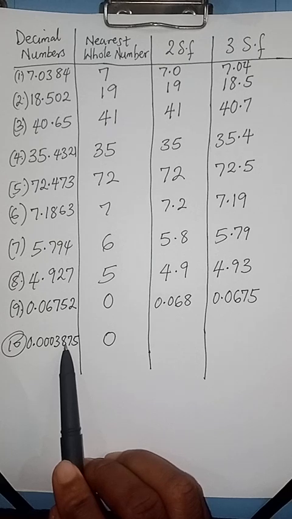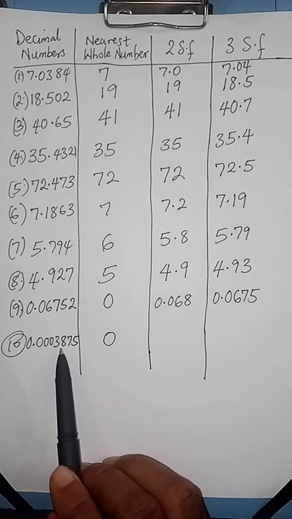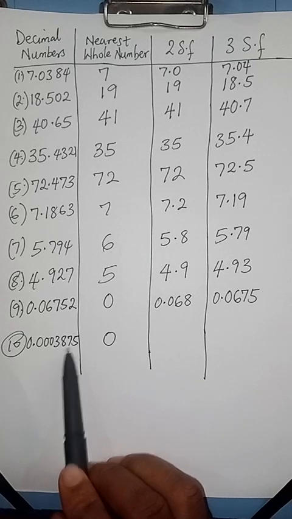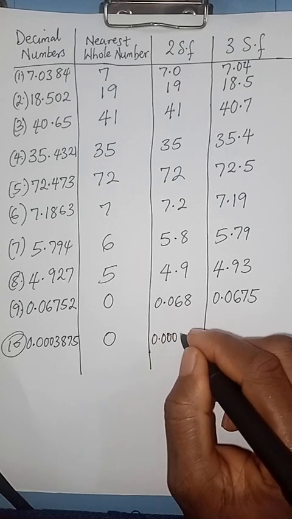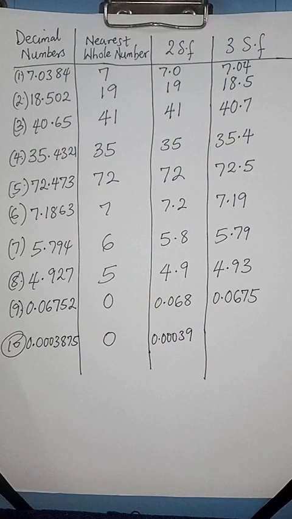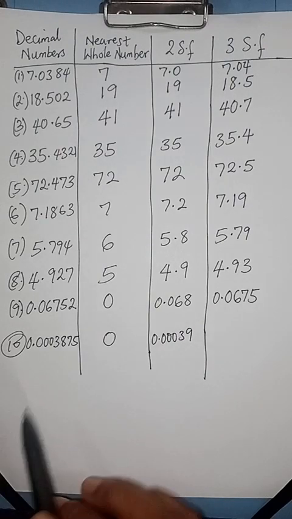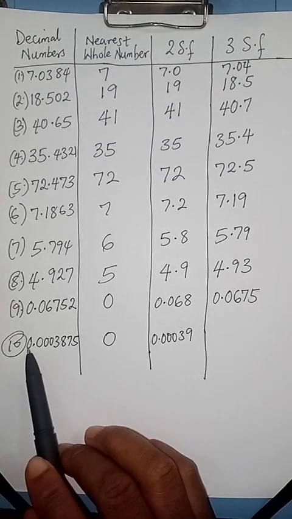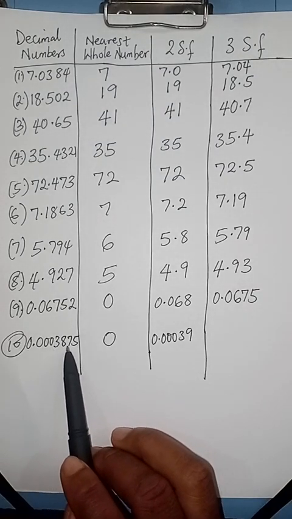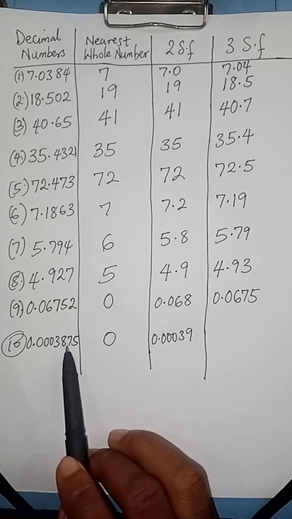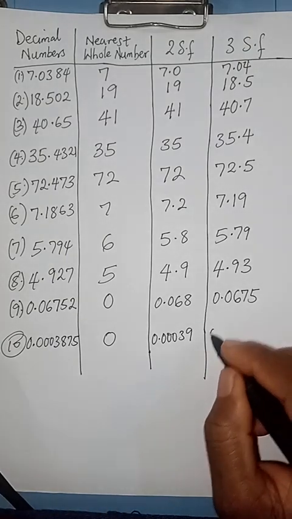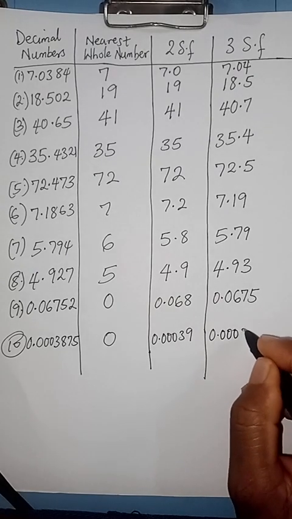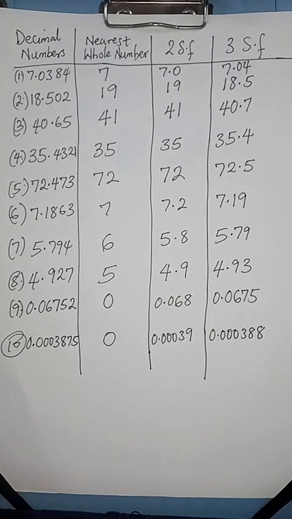So to the nearest two significant figures, it will be 0.00038. Just before you write that, you check the digit after 8. It is 7, so you're rounding up. And this becomes 0.00039. What about the 3 significant figures? The 3 significant figures are 0.000387. Now, before you write this, you check the digit after 7. It's 5. It tells you you're rounding up. So it becomes 0.000388. That is the solution to the question.